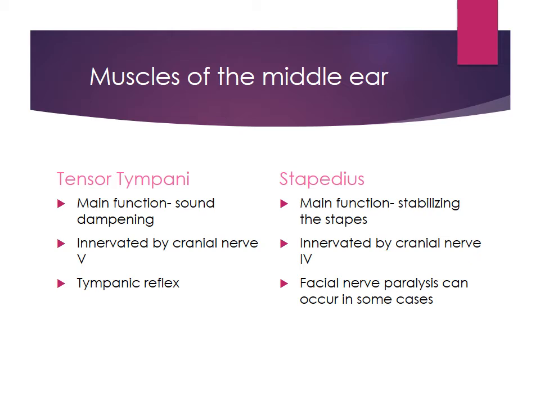The tensor tympani is innervated by the motor fibers of the trigeminal nerve, which is also known as cranial nerve 5. The way that this muscle works is, when the tensor tympani is tensed, the muscles pull the malleus away from the eardrum, which causes the tympanic membrane to tense, thus damping vibration in the ossicles and reducing the perceived sounds.